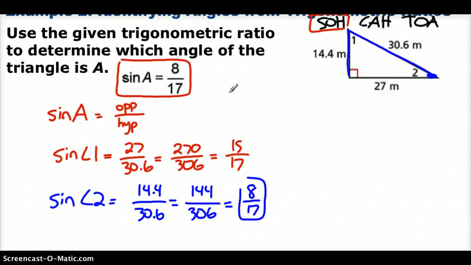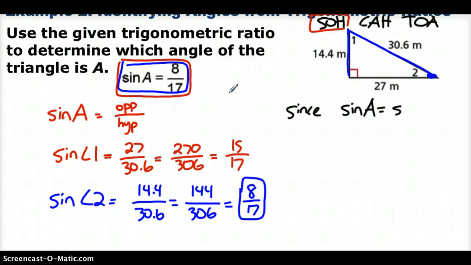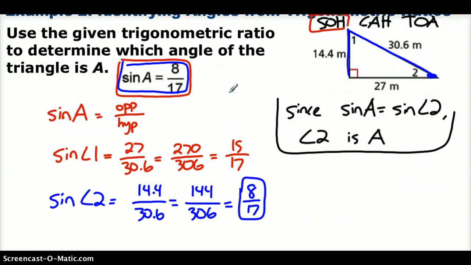Again, we have this moment where we say, that actually matches the sine of angle A, which is 8 over 17. So we can make our final statement: since the sine of A equals the sine of angle 2, angle 2 is A. Really not too bad. I think we can all handle those. Definitely try to get some examples in on your homework. With a little bit of practice, this stuff really isn't too bad.